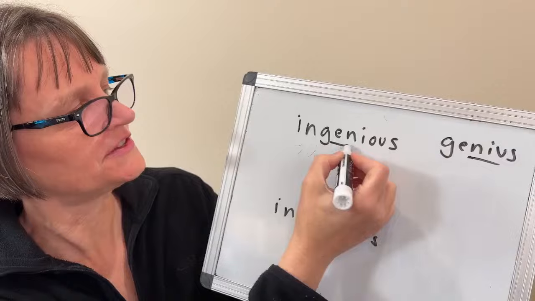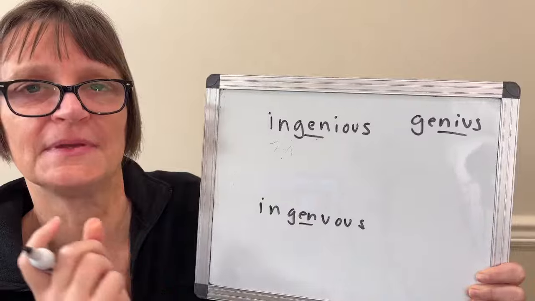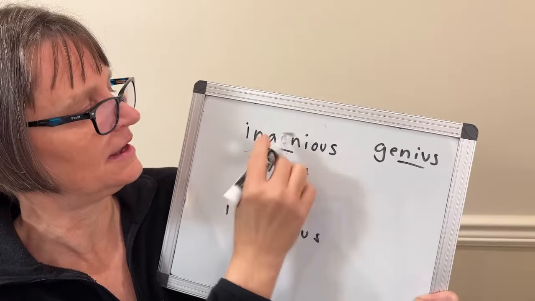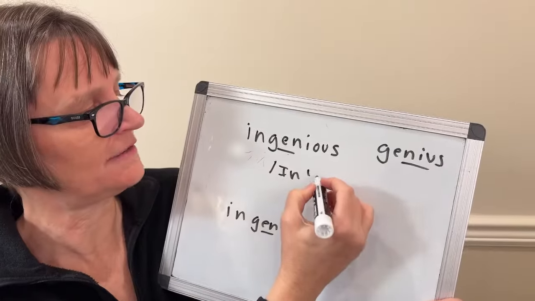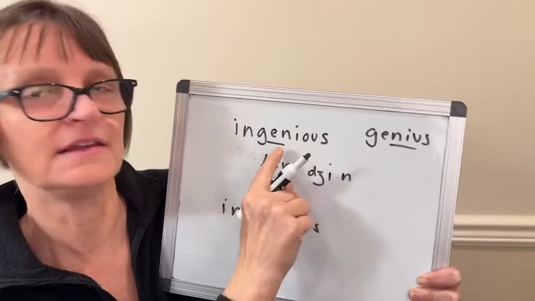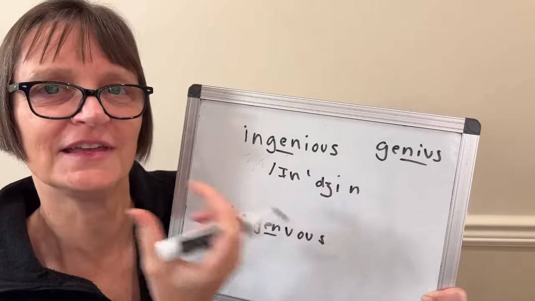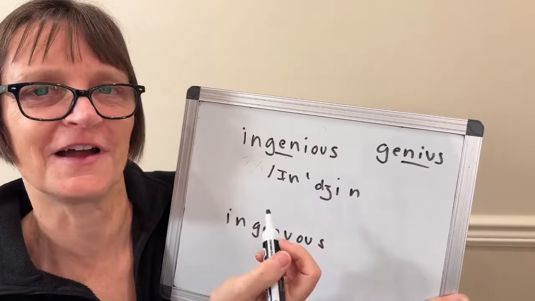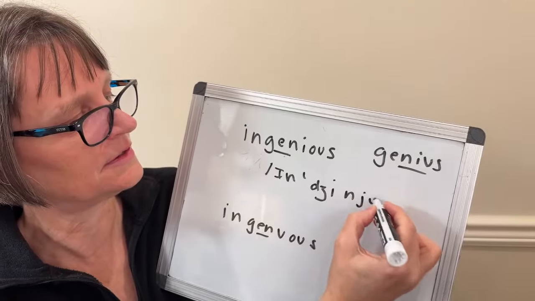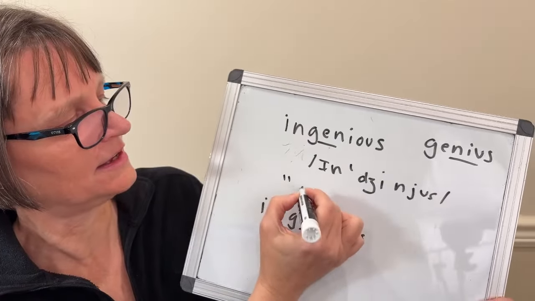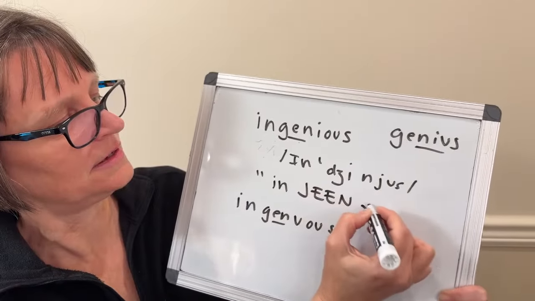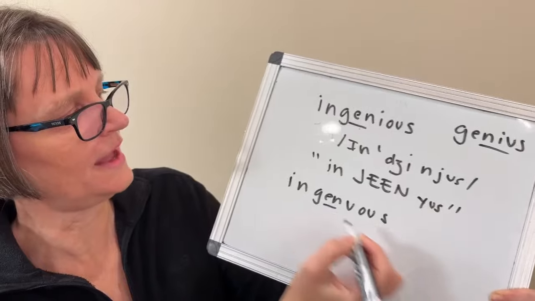They're both stressed on the second syllable. They both have the same in sound at the beginning, unstressed I, in. But in ingenious, we have the j sound and the e vowel. And then yes, we have that little hidden, not so hidden because it's spelled with letter I here, y sound, ingenious. So that sounds like in gene, yes.